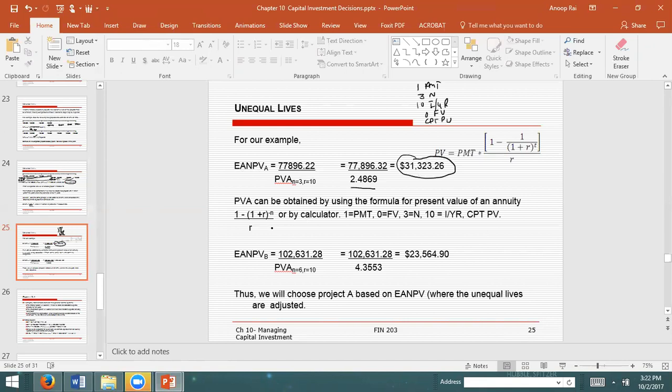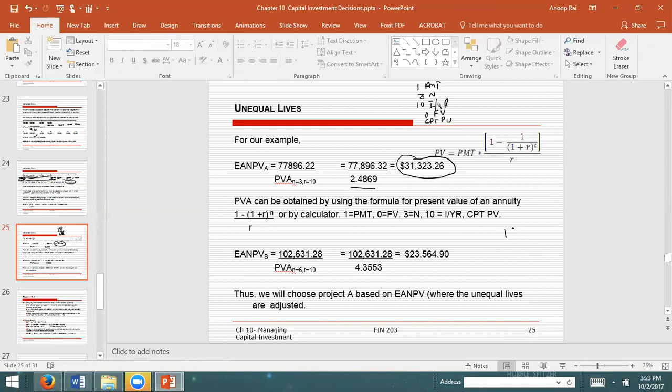So we can do the same thing. I do have the formula over here, so it's given over here. This is the same as this formula. Remember, it's minus n at this point. So for the second project, that was, remember, 6 years, we got the net present value is 10,261.28. Well, let's divide it by the present value annuity factor.